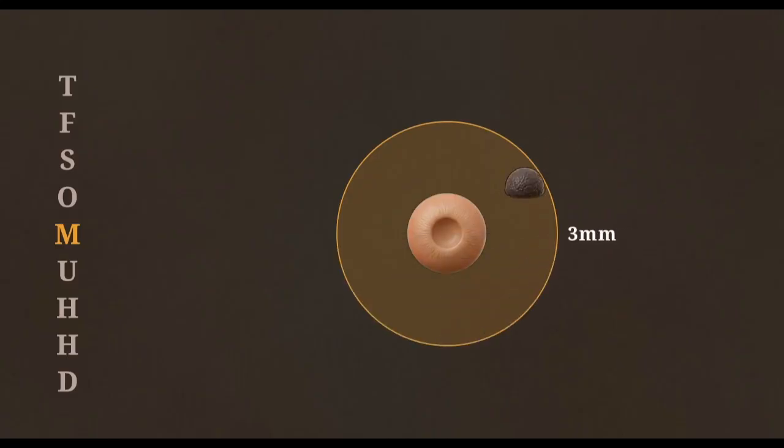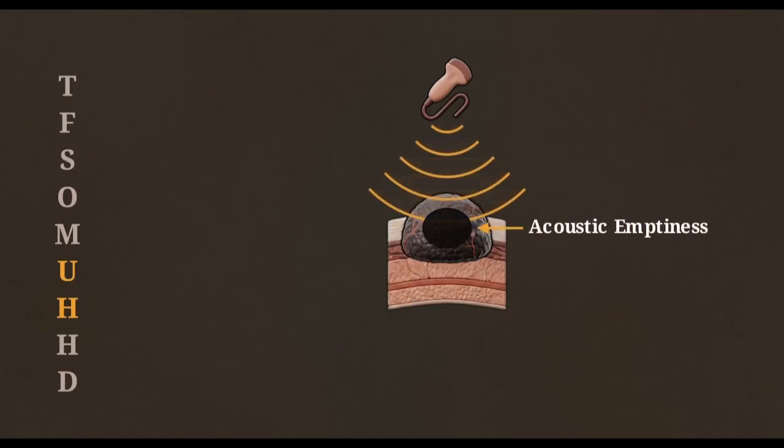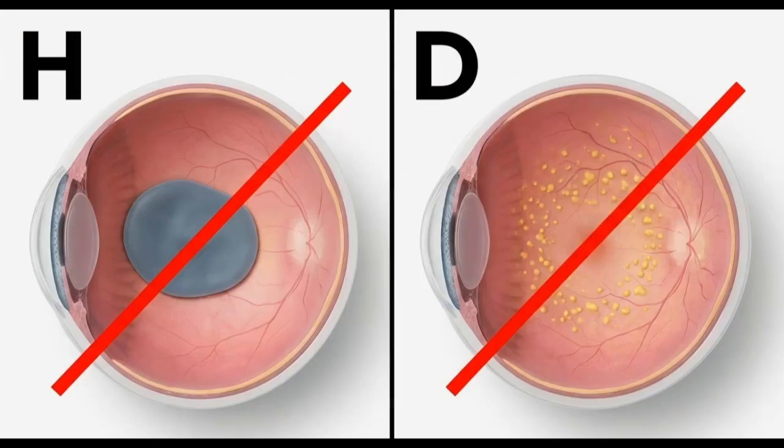M refers to the margin. If a tumor is located within 3 millimeters of the optic disc, the risk level increases. A stands for ultrasound hollow. Sound waves passing through the mass reveal an acoustic emptiness at its core. Finally, H and D represent the absence of a halo and the absence of drusen.